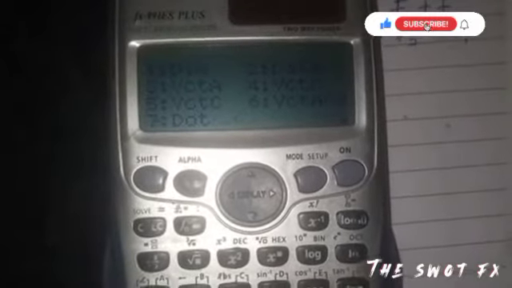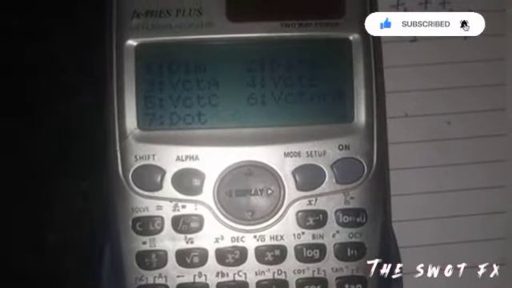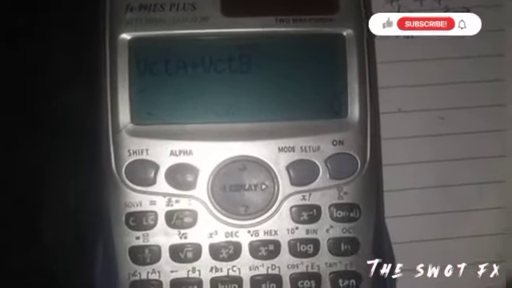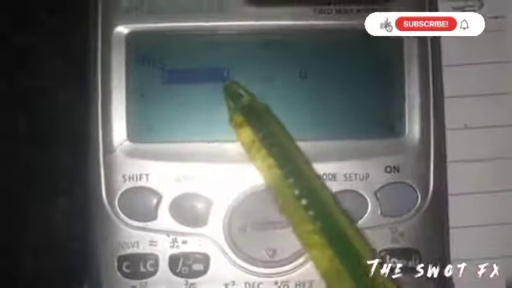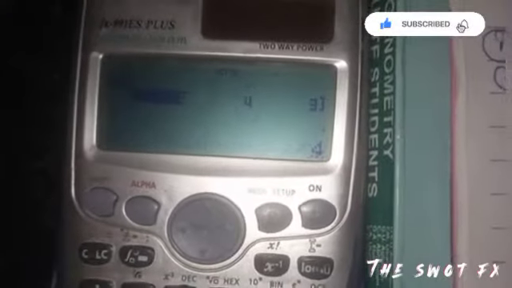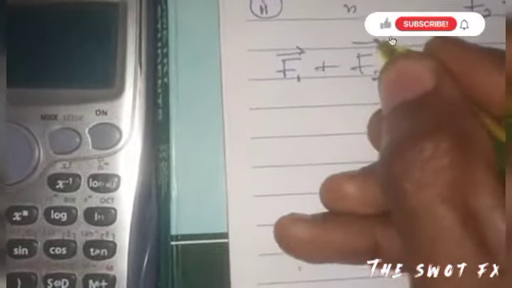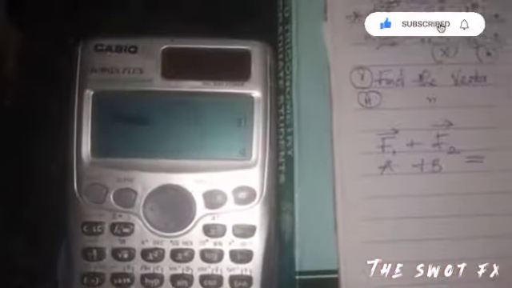This is our A, this is our B. So you press, what's B? B is 4. So you press 4. So now you have A plus B. So the next thing for you to just press equals to. So now this is the summation of your vectors. Your answer here now is vector F1 plus vector F2, which is A plus B, is now equals to, let me put it here so that we can all be seeing.